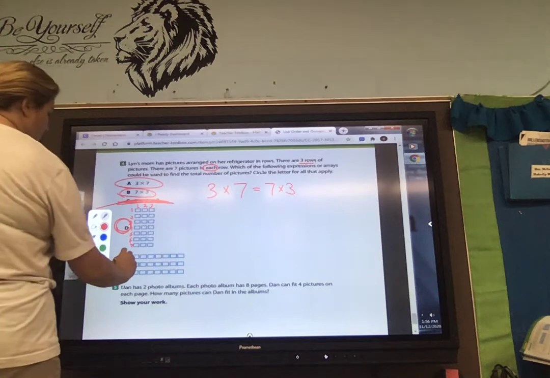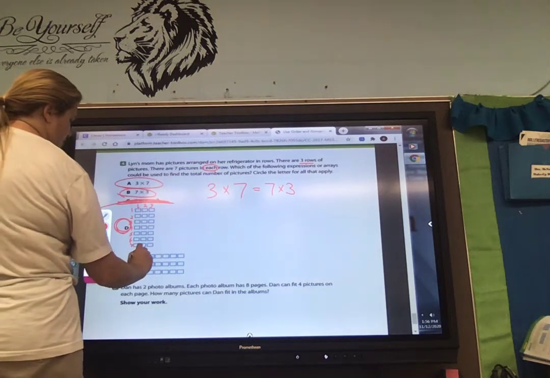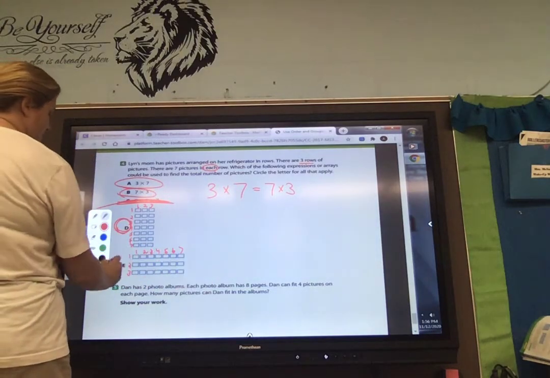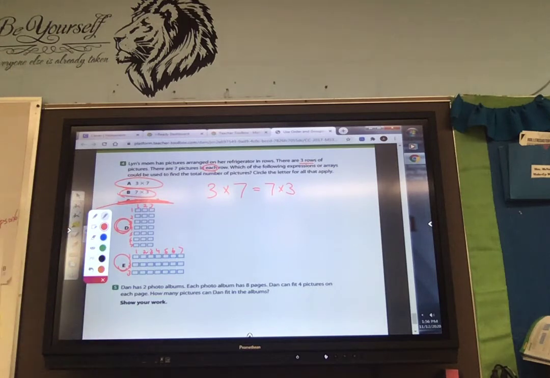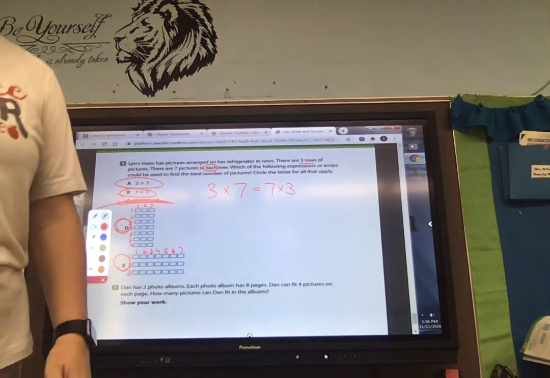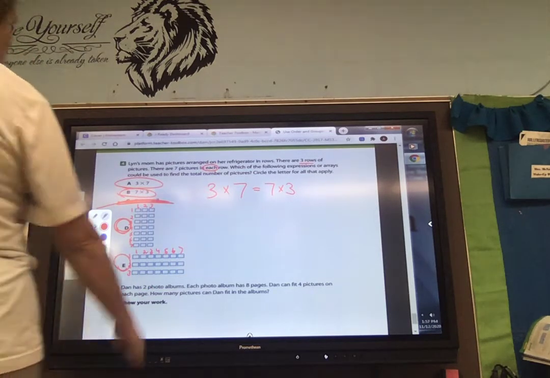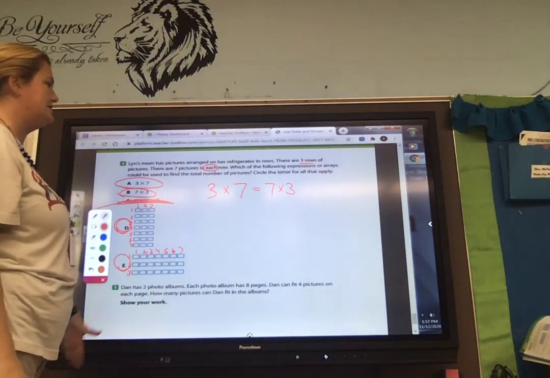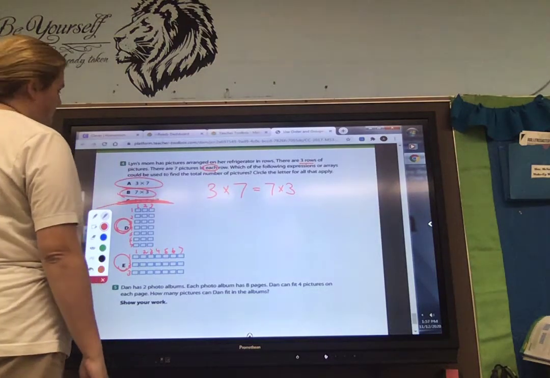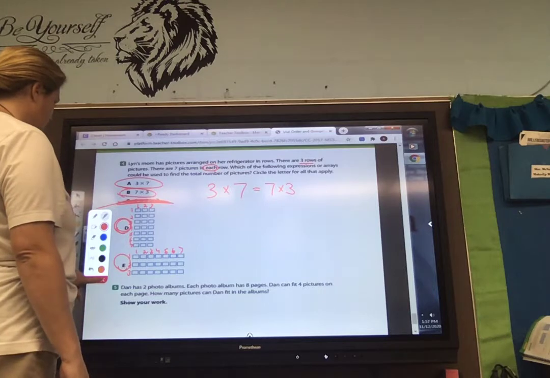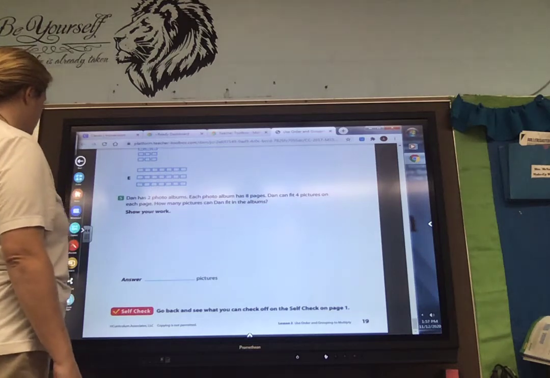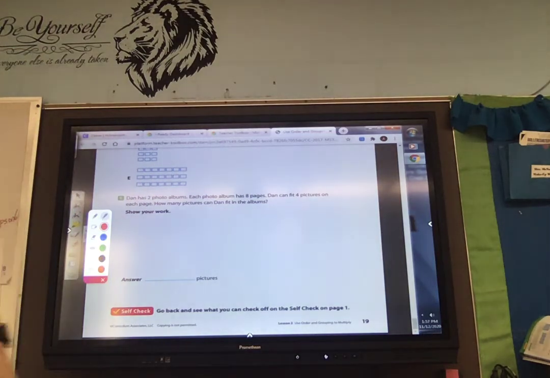Look at E. 1, 2, 3. 1, 2, 3, 4, 5, 6, 7. Can I have 3 rows and 7 columns? Yes, that's the commutative property, isn't it? So A, B, D, and E. The only one that doesn't work is C. C should not have been chosen, but the other 4 are all going to get us the same answer. We can use either one of them to find the total of 21. All right, last one, number 5. Also number 4, those are also good test prep questions that you'll see on your multiplication test with properties.